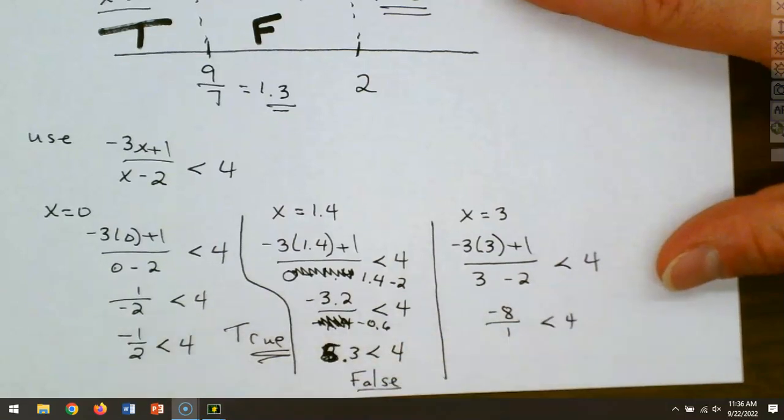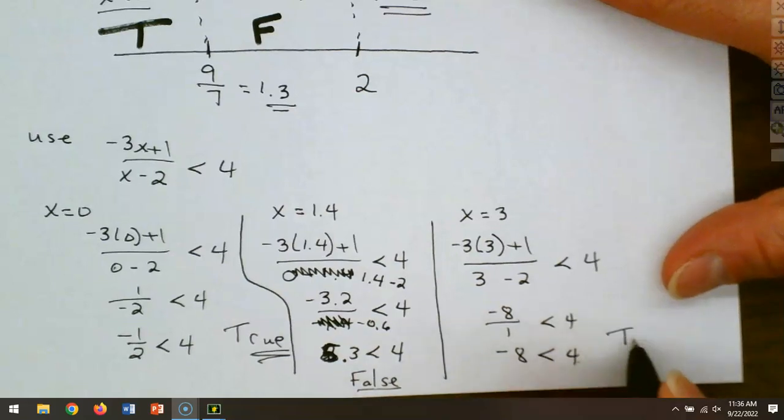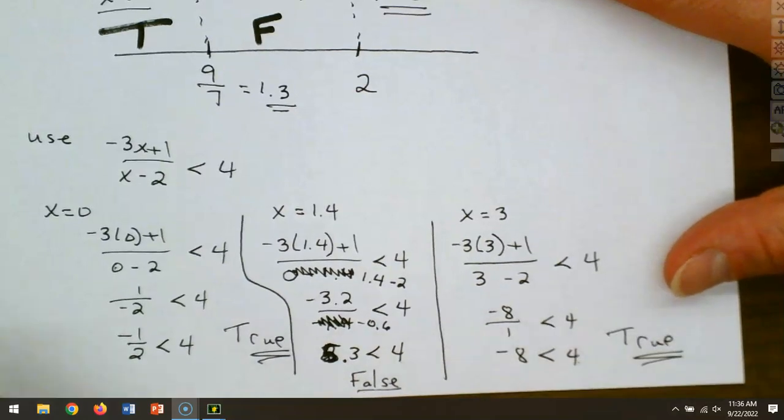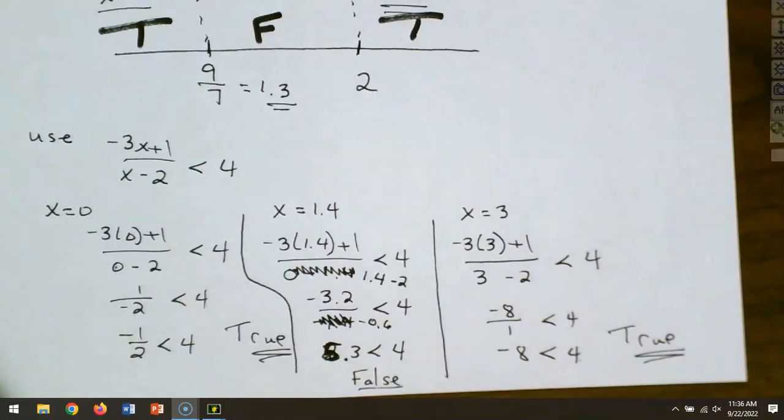And negative 8 over 1, that makes it a negative 8. And is negative 8 smaller than 4? Yes, it is. That would be true, wouldn't it? Okay, is everyone okay with that so far? Be very careful with these signs.